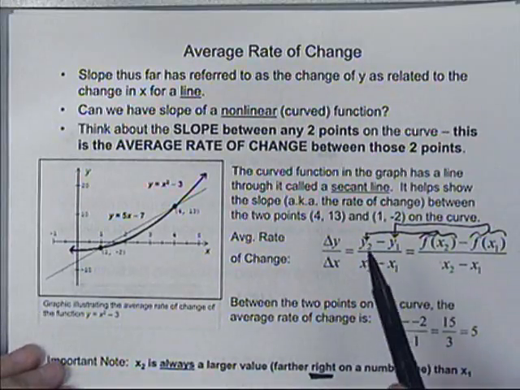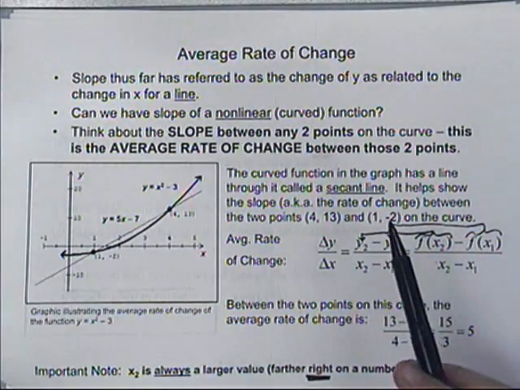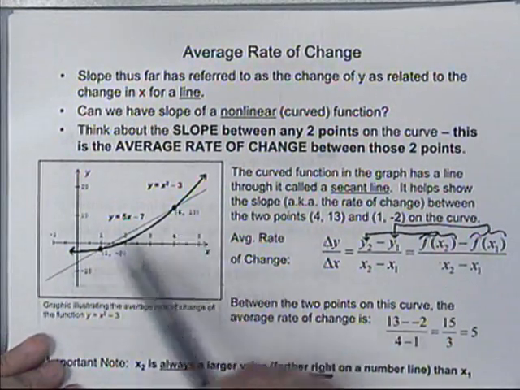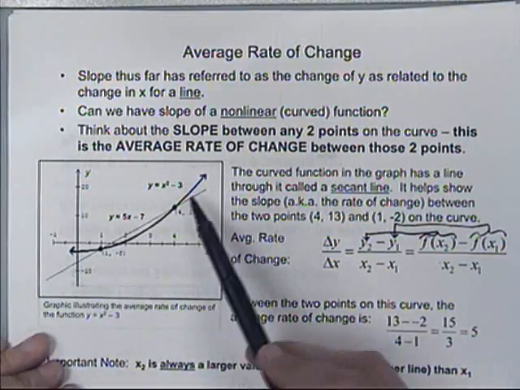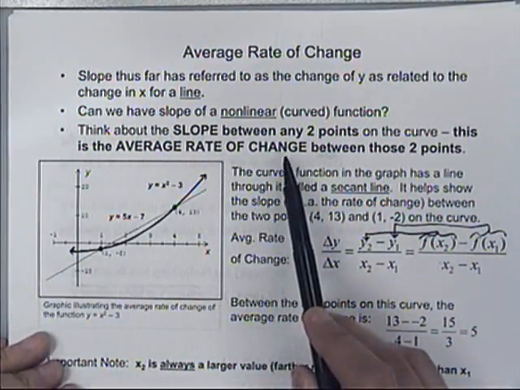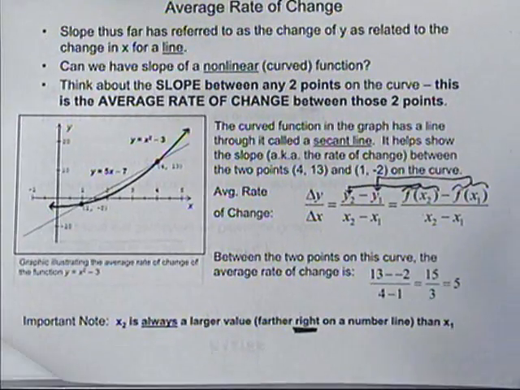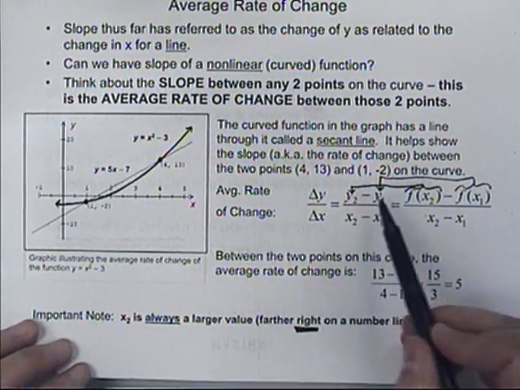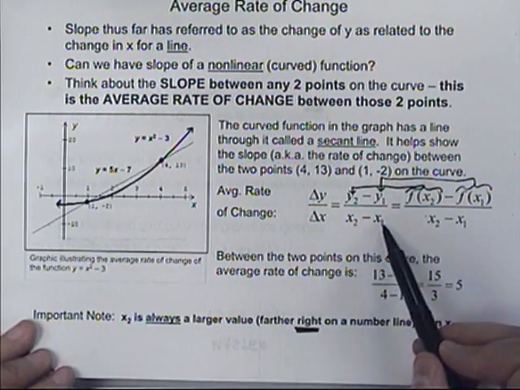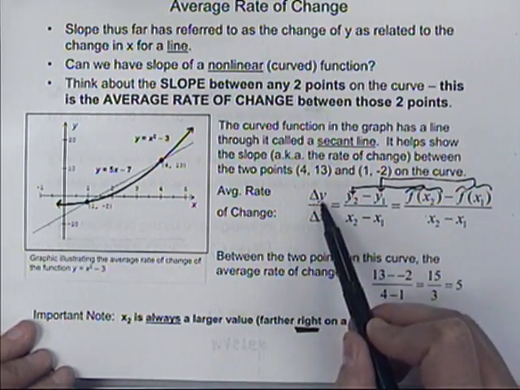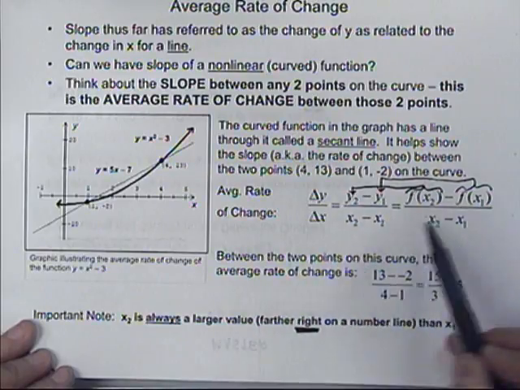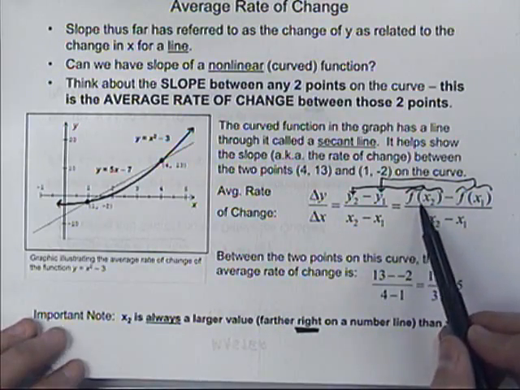So, like I was saying, the slope is between 2 points on a curve, but we can still find the slope. They just changed the name to average rate of change. So you'll notice that the formula is the same. The formula for slope is y sub 2 minus y sub 1 over x sub 2 minus x sub 1. That's the change in y over the change in x. But we just changed the name ever so slightly.